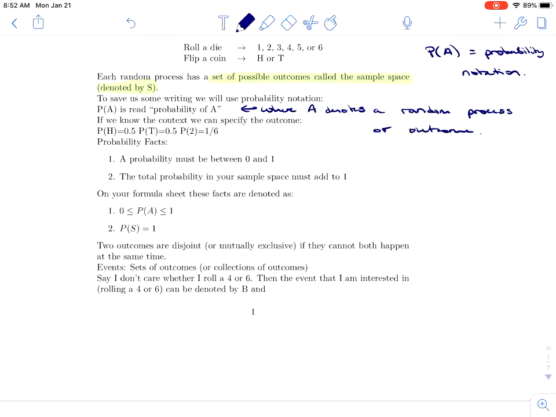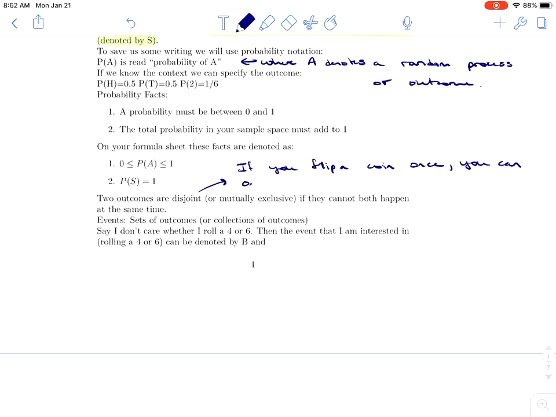And so here, if you flip a coin once, you can only get heads or tails, just using H or T, but not both.